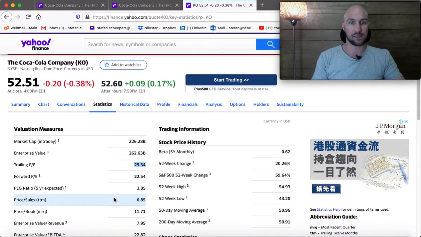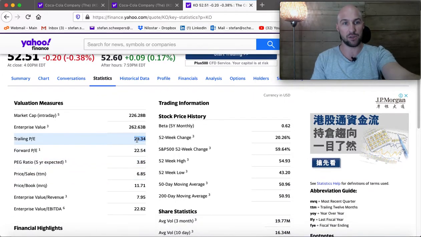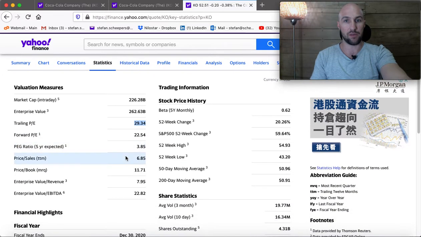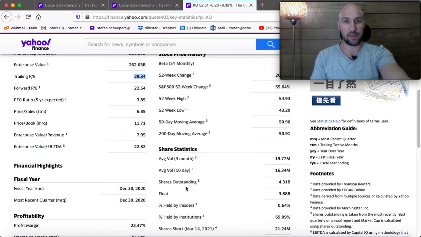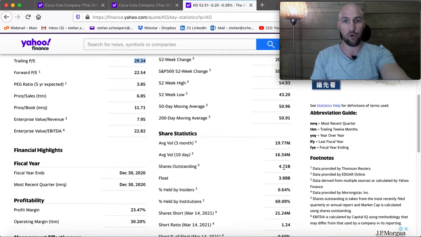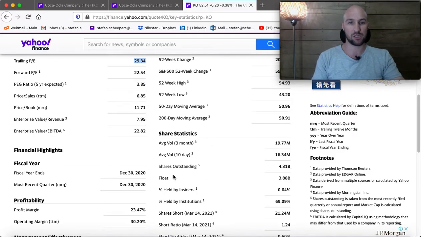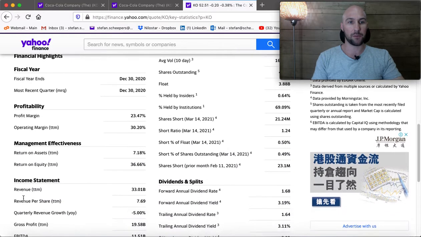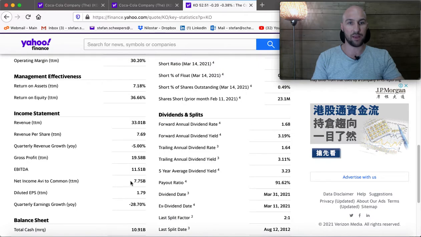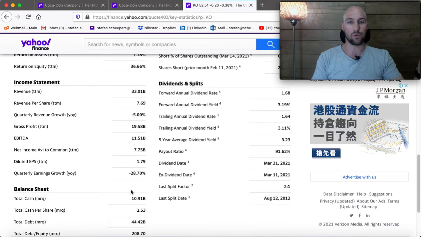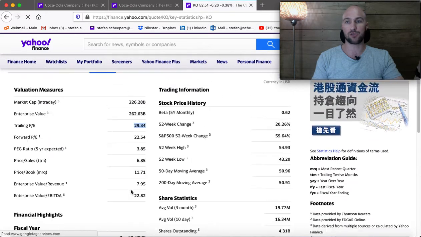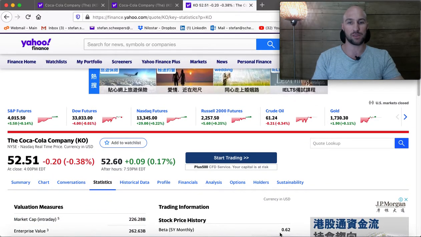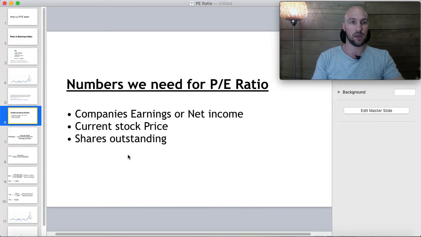When you get to statistics, you just come down, and you see that here we have the PE ratio again. We also have, if you go down, shares outstanding. So we look at the shares outstanding. We have 4.31 billion shares outstanding. So there we have that number. The second number that we need was the net income. So we have net income was 7.75 billion, and we also need the share price it's trading at right now, which is $52.51. So there we have all the numbers.